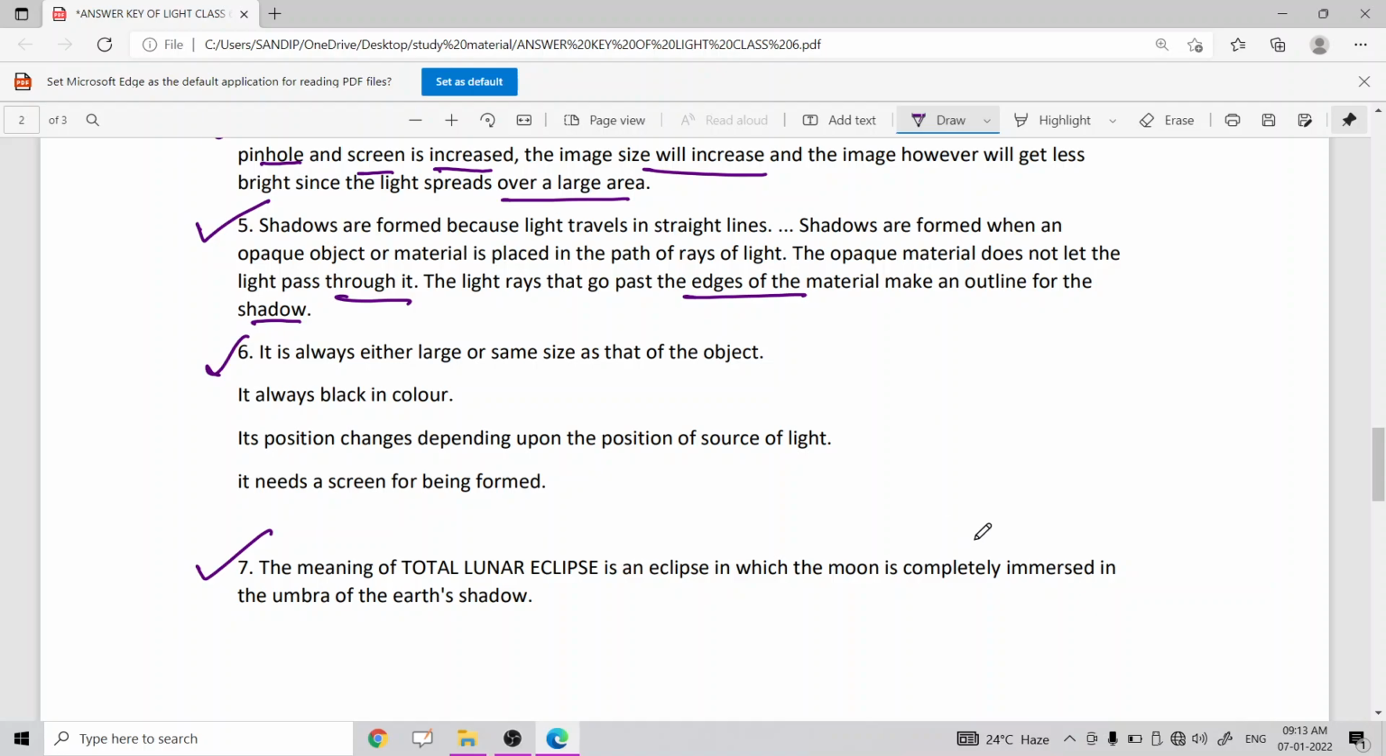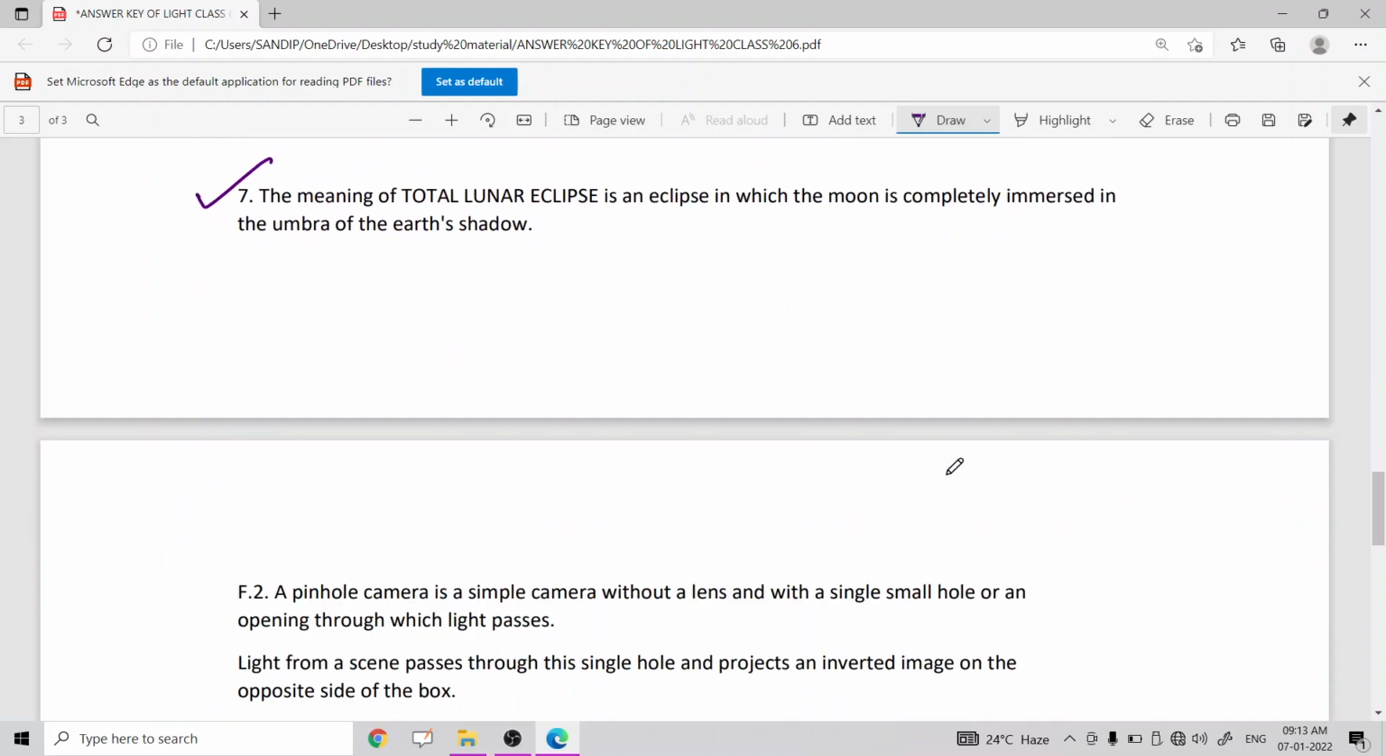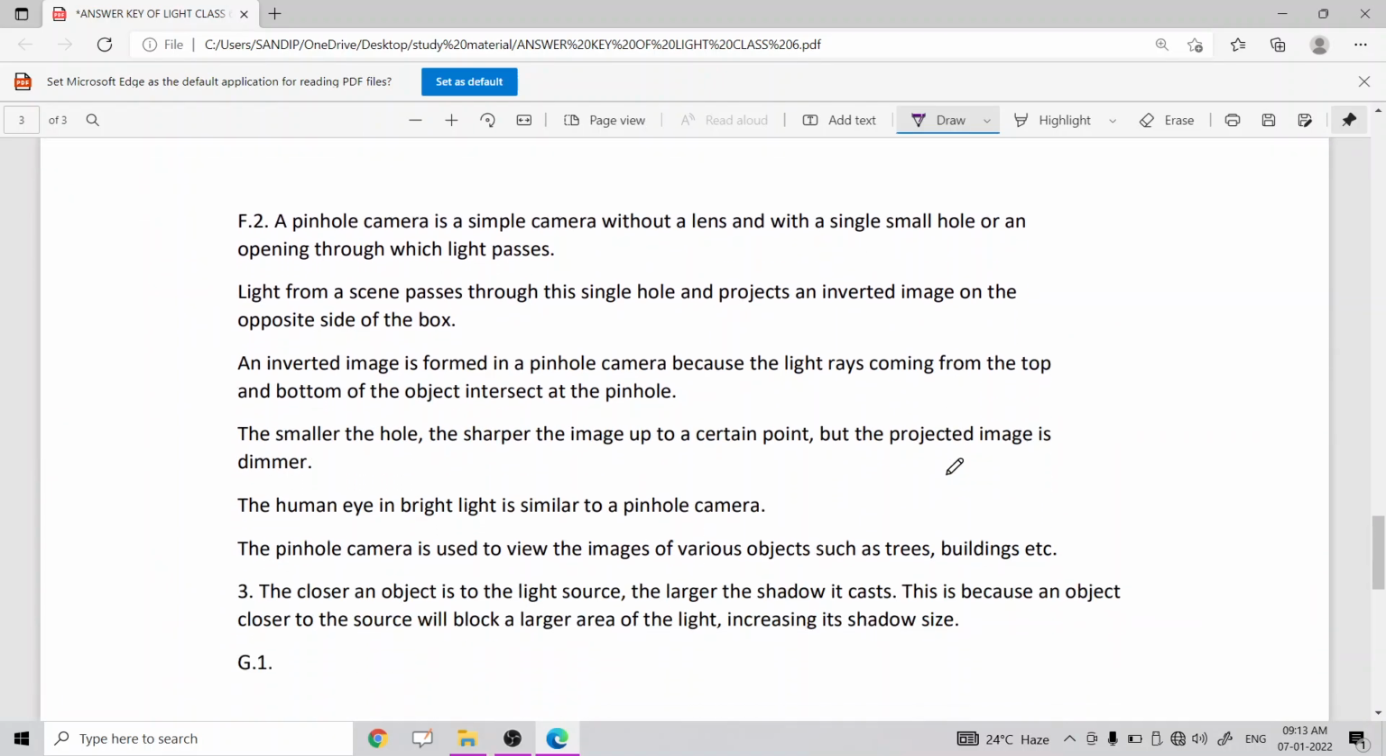Okay, now we move to our next part, that is F. Answer the following in detail. The first question: with the help of an experiment show that light travels in a straight line. This type of question is not coming, the experimental type. So we move to our next one, question number 2: describe the working of a pinhole camera. Already it is discussed in your class.